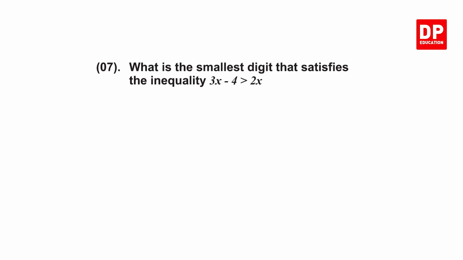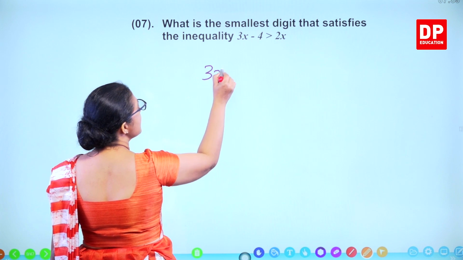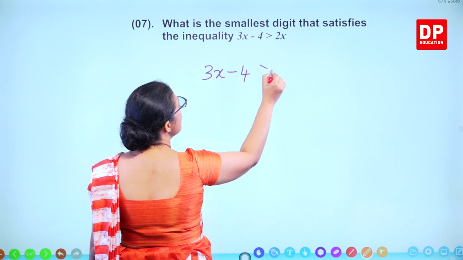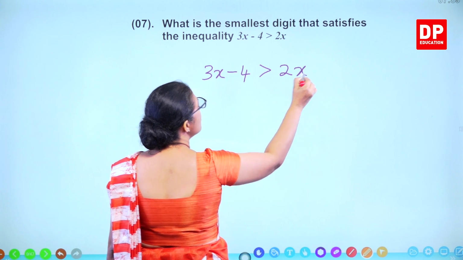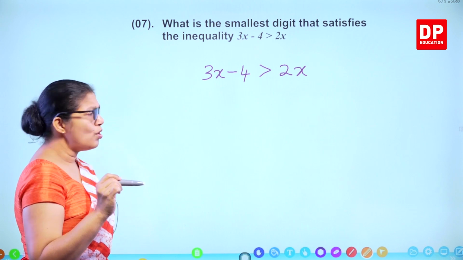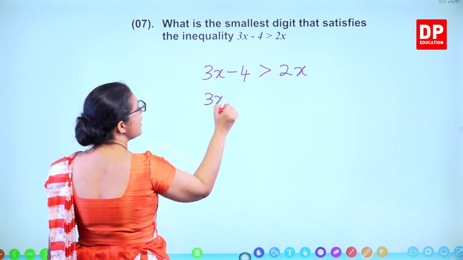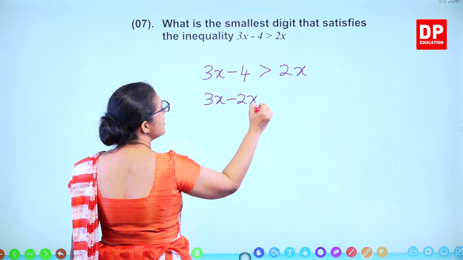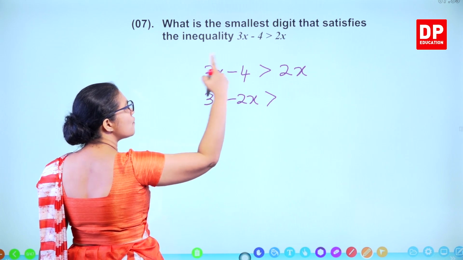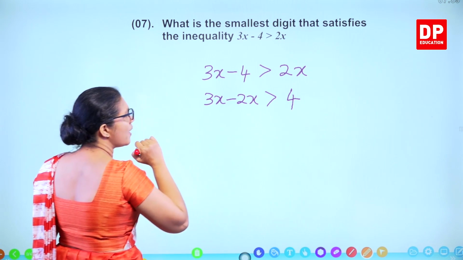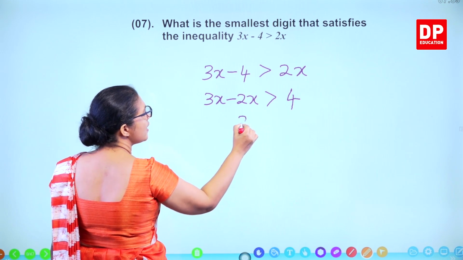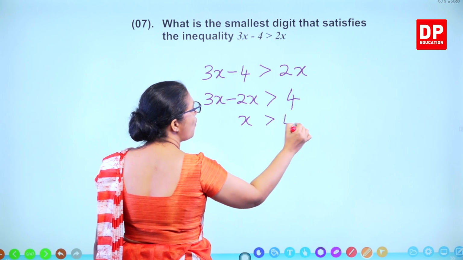Question number 7. What is the smallest digit that satisfies the inequality? So we have to first solve and see. 3x minus 4 is greater than 2x. So take all x terms to one side. When you take 2x to this side, you get 3x minus 2x. And take minus 4 to the other side, that's plus 4. You get x greater than 4.